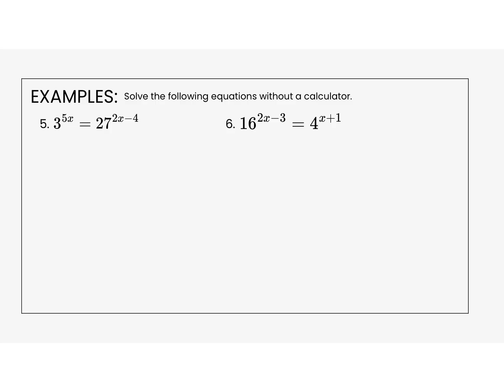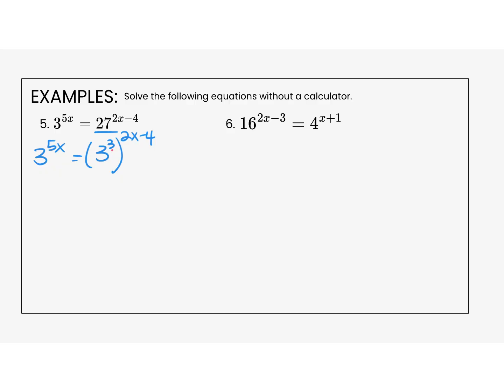So I have 3 to the 5x equals 27 to the 2x minus 4. So my bases right now are 3 and 27. Well, I can take 27 and rewrite that as 3 to the third. And now I'm still taking that to the 2x minus 4. So I have 3 to the 5x equals 3 to the third to the 2x minus 4.